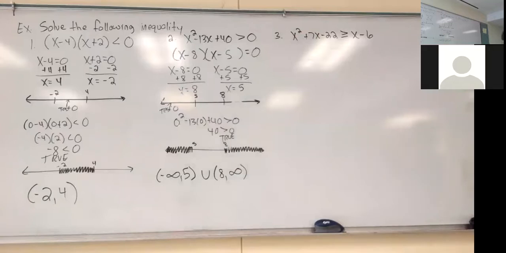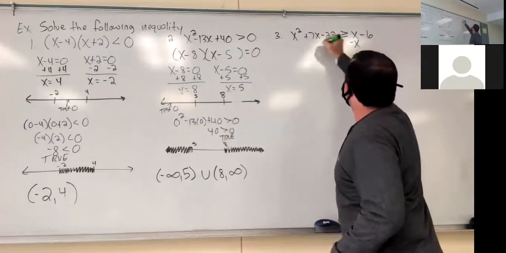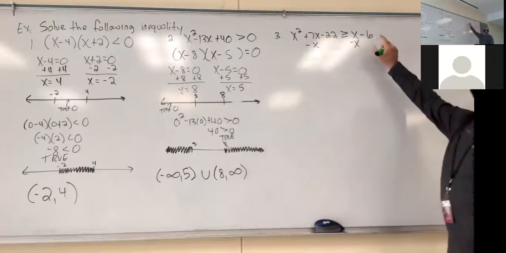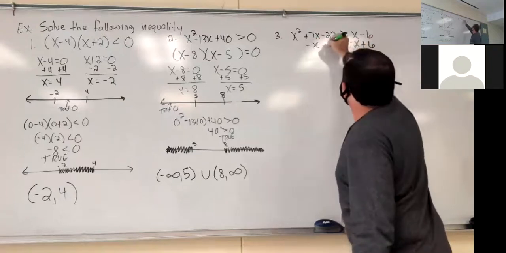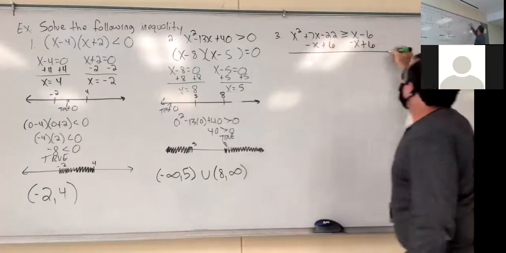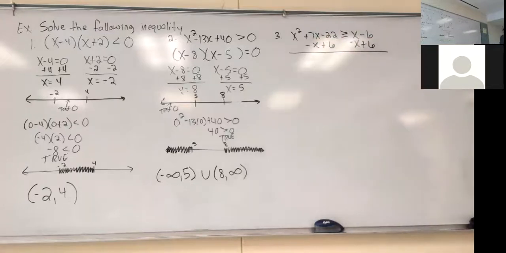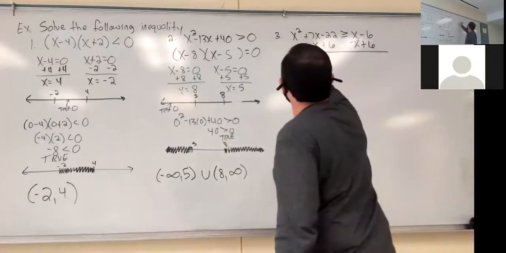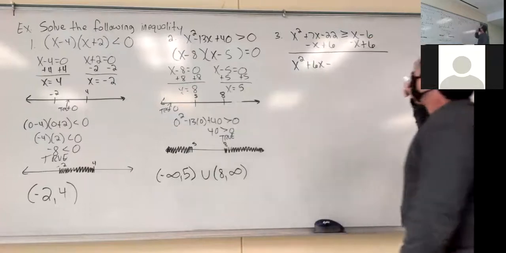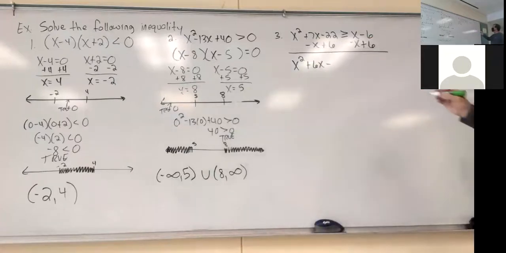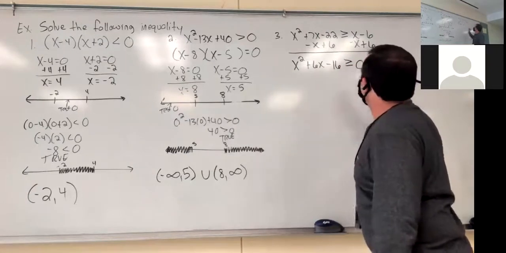So I'm going to move both of them over. I'm going to subtract the x from both sides, and I'm also going to add a positive 6 to both sides. So I just put them over here under where I knew they would add to them. So we'll bring down that x squared. 7 minus 1x is a positive 6x. And then a negative 22 plus 6 is a negative 16. All this is greater than or equal to 0 now.